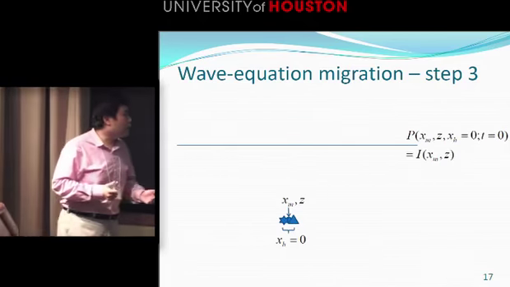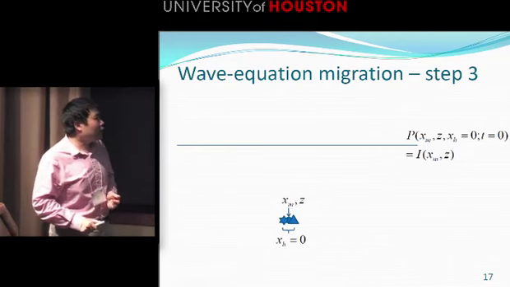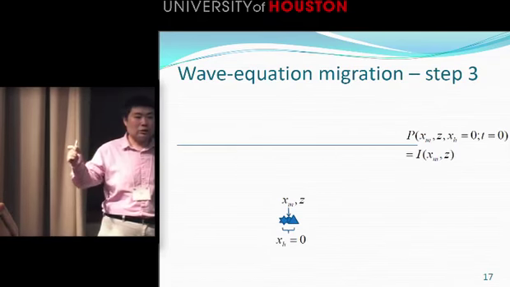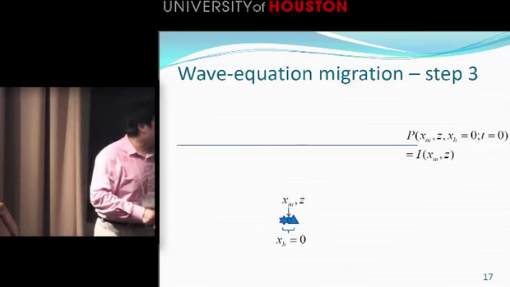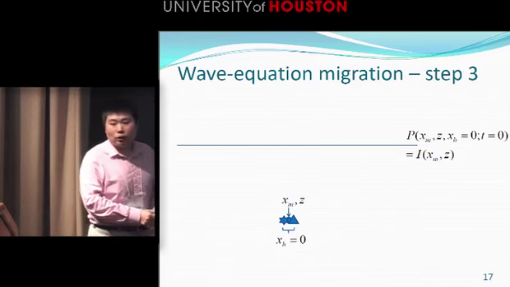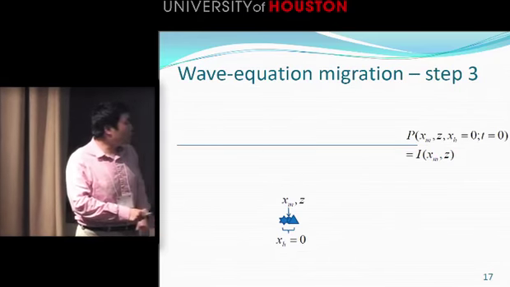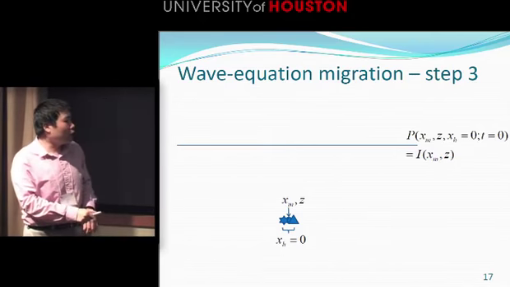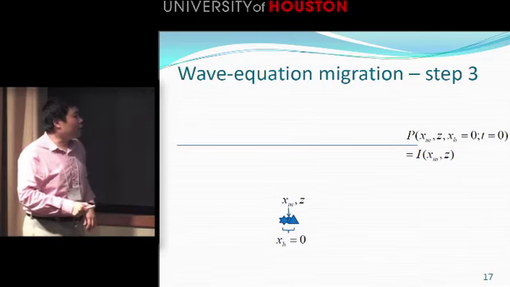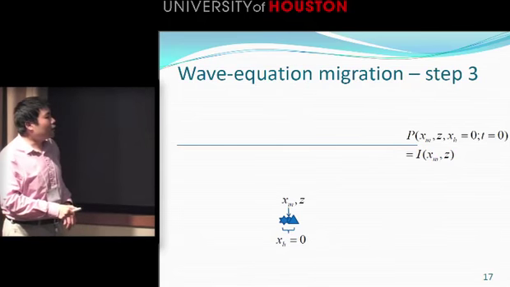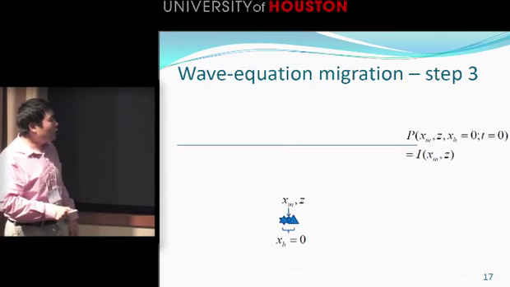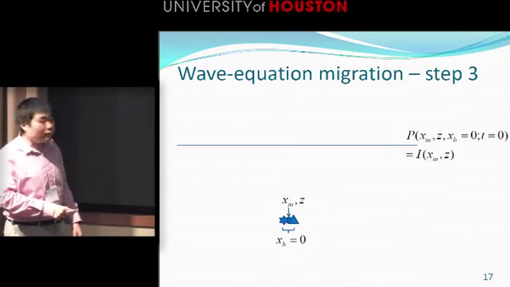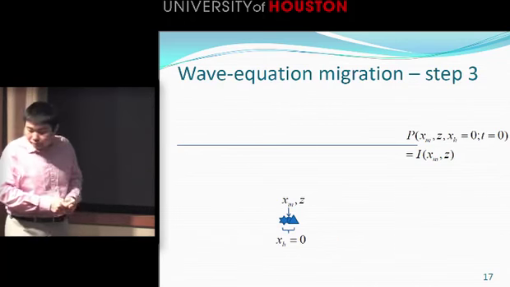Then we apply the image condition. The image condition is that we have the source and the receiver coincidence. In other words, the subsurface offset equals 0. We put both source and receiver together, and we ask for time equals 0. We have the image. The image is a function of depth and the horizontal location of the middle point, or the image point.